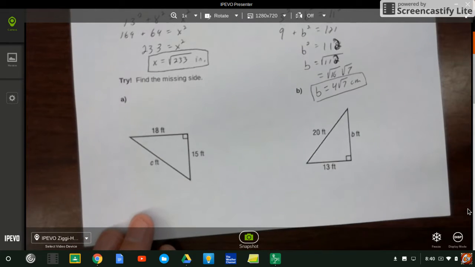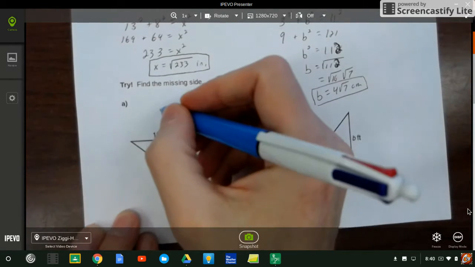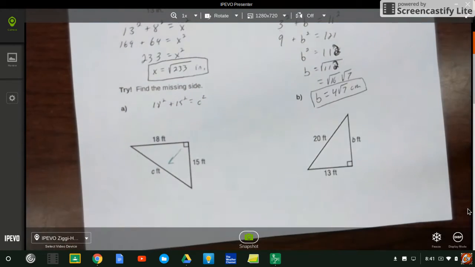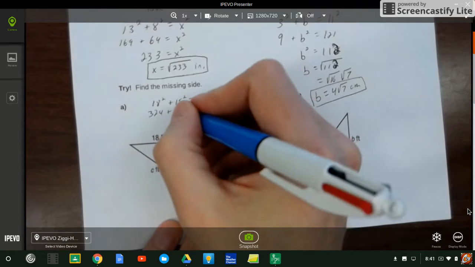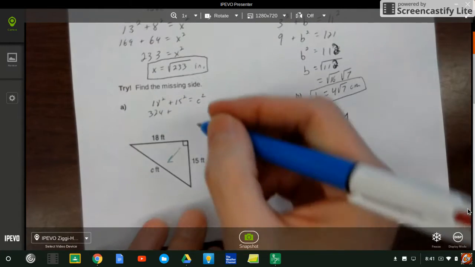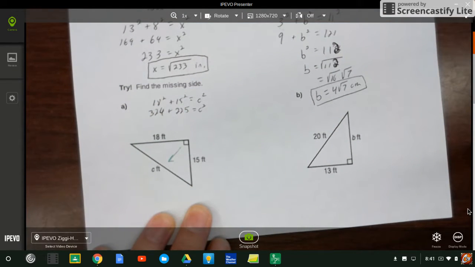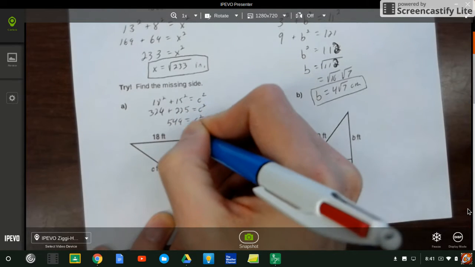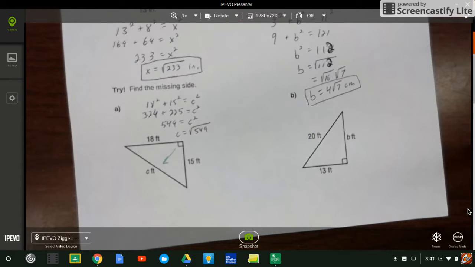Okay, so for C, again, my hypotenuse is here. So I'm going to set up my problem to be 18 squared plus 15 squared equals c squared. And then I'll calculate that. 18 squared is 324. 15 squared is 225. I'll add those together. I get 549 equals c squared. So c is the square root of 549.